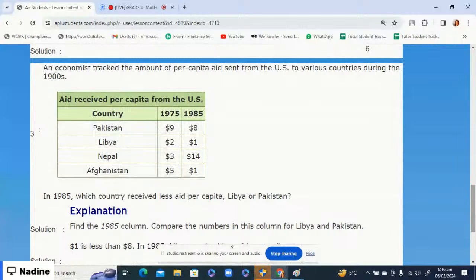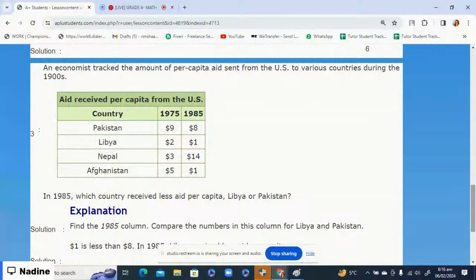An economist tracked the amount of per capita aid sent from the US to various countries during the 1900s. Aid received per capita from the US. Countries are given: Pakistan, Libya, Nepal, and Afghanistan. In 1975, these are in dollars: 9, 2, 3, and 5. And in 1985, these are the amounts. So we are involved with 1985; 1975 we are not involved.